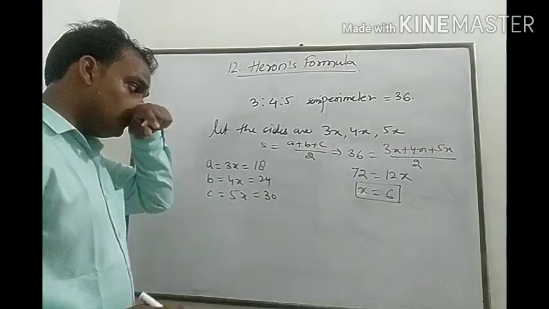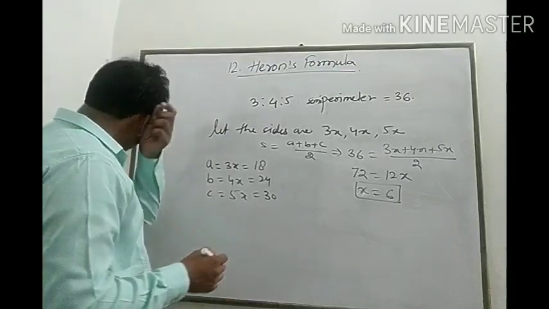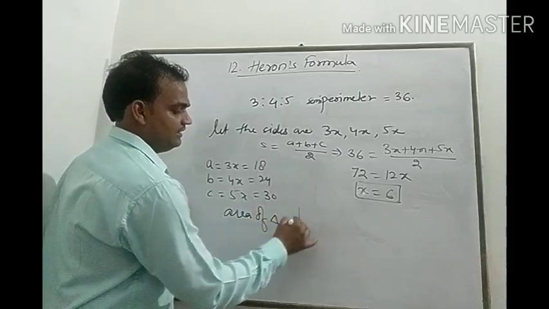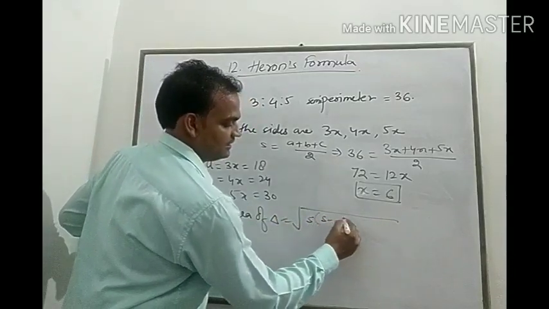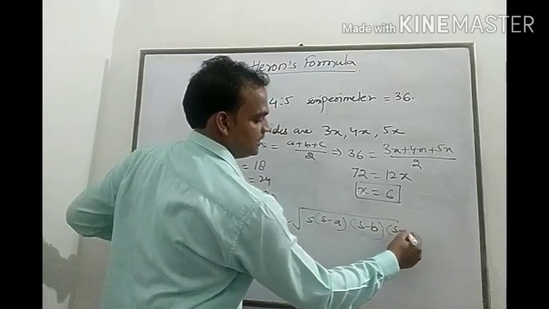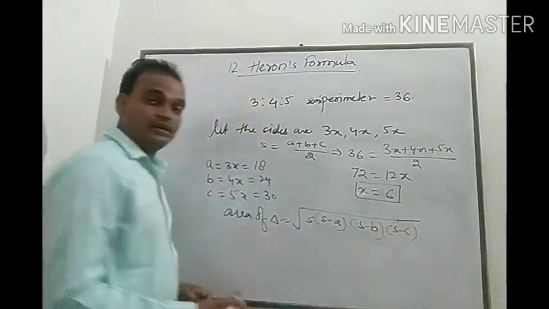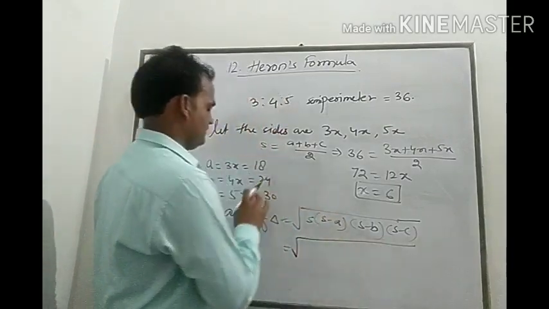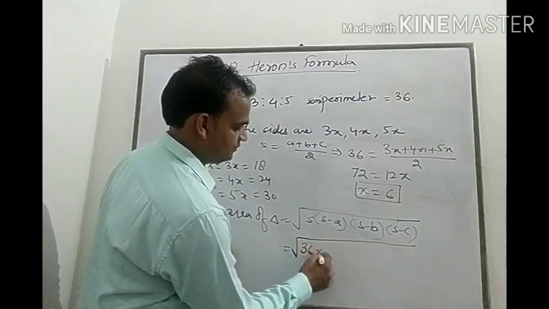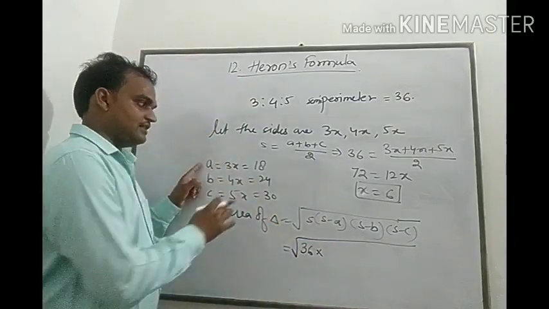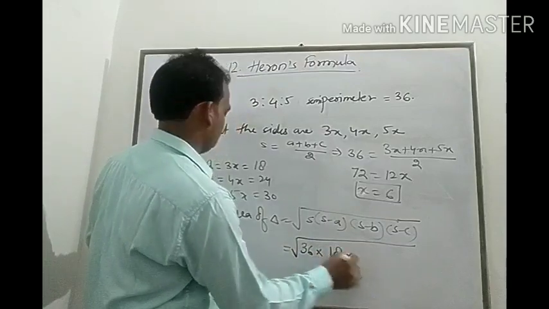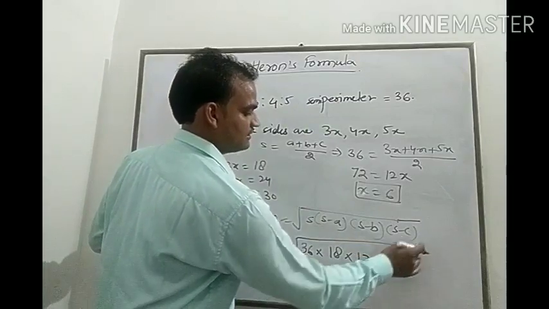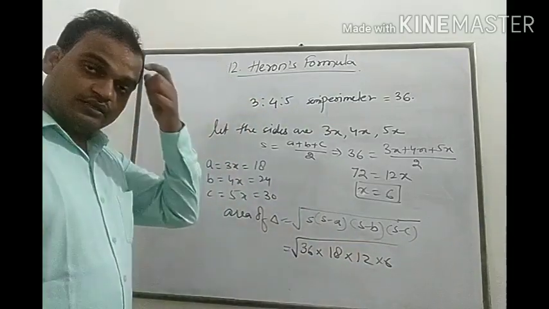Okay. Now we will do what? Area of triangle, and the formula is under root S into S minus A, S minus B, S minus C. Now what can we do? Under root S, 36, into 36 minus 18, that is 18, into 36 minus 24, that is 12, and 36 minus 30, that is 6. Now we have to solve this.